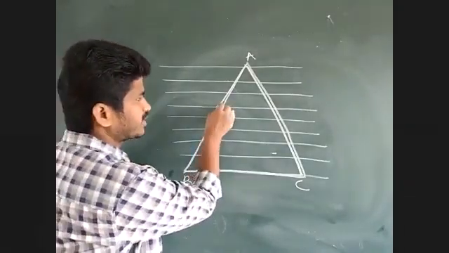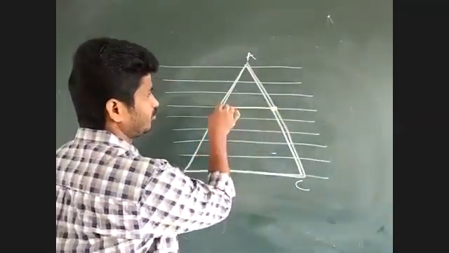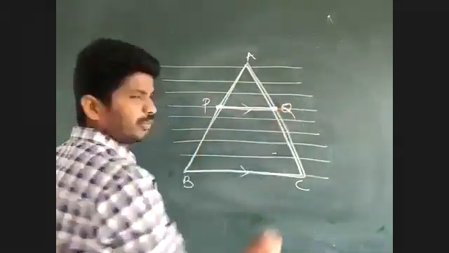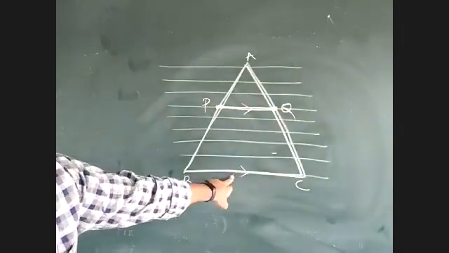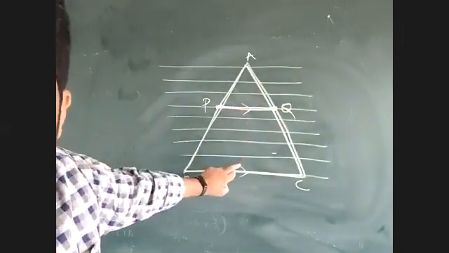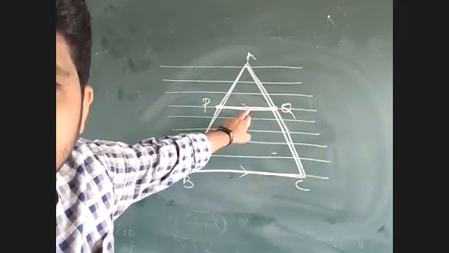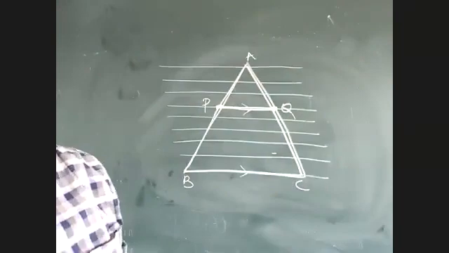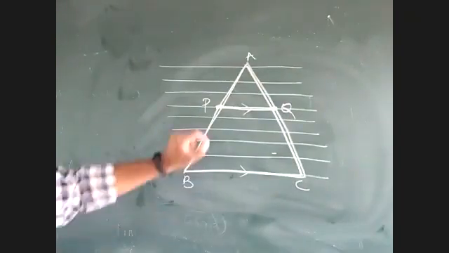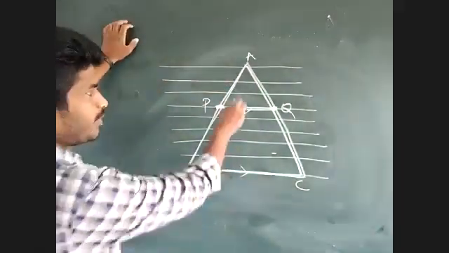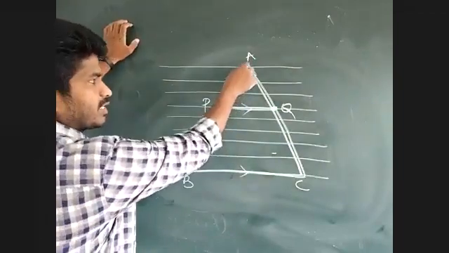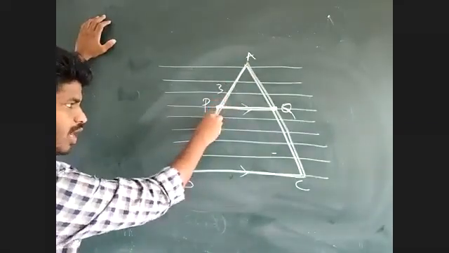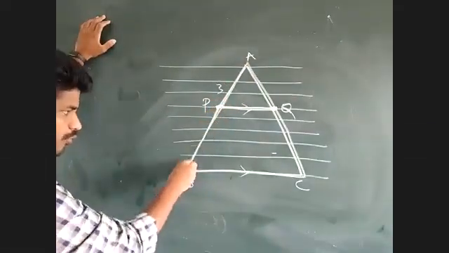For example, take it here. This line is called PQ. PQ is parallel to BC. If PQ is parallel to BC, this line PQ divides these two sides in the same ratio. Then count how many lines: 1, 2, 3. And the downside, how many? 1, 2, 3, 4, 5.